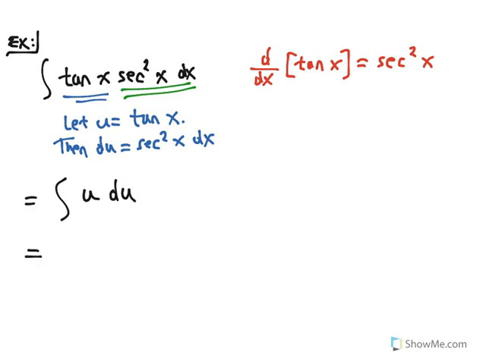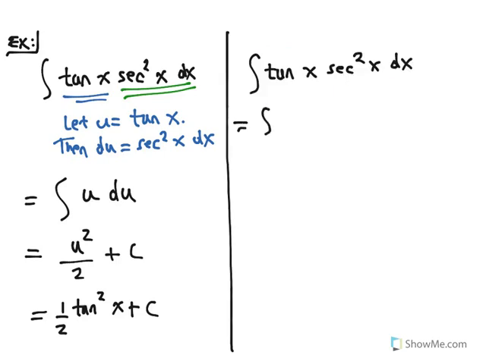And this is really easy for us to integrate using the power rule for integration, plus a constant of integration, and we will just replace u with tangent x, and we will have tangent squared x over 2, or 1/2 times tangent squared x plus c. This problem can also be done in another way, and let's take a look at that.